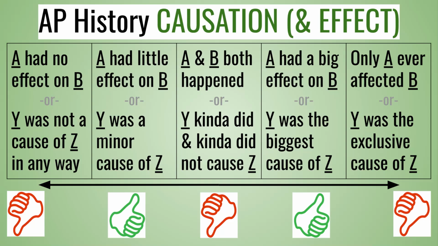Same thing with causation. It'll usually say, to what extent did A affect B? Our safe places here are either, yeah, it had a big effect, or it didn't have a very big effect. But we don't want to deny it had any effect at all, nor do we want to say that it was the only thing that had an effect. We want to take a stand that is defensible.